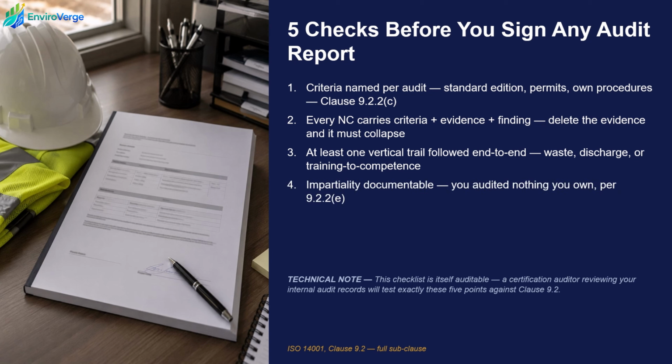4. Impartiality you can document. You audited nothing you own. 5. Grading you can defend. Major means system breakdown or legal breach. Minor means isolated lapse. And know this, your internal audit records get audited too. A certification auditor will test these exact 5 points against Clause 9.2.